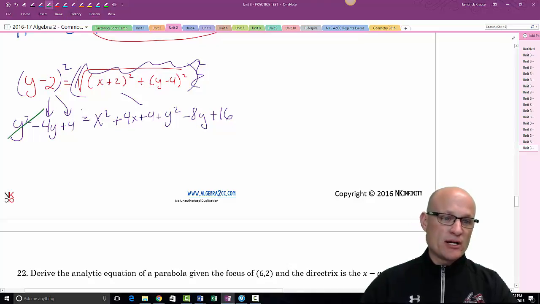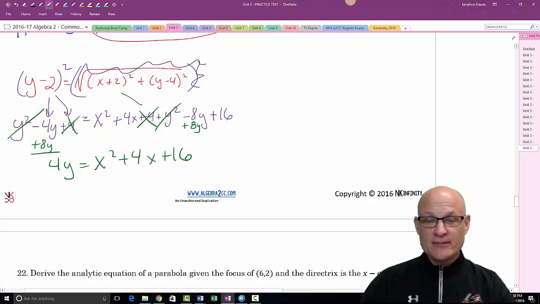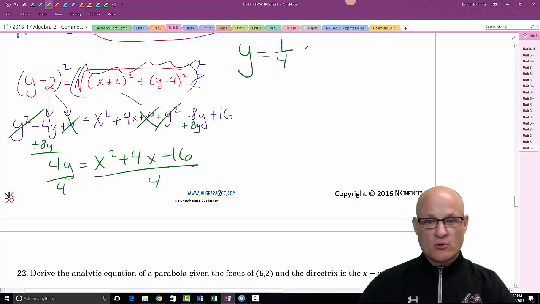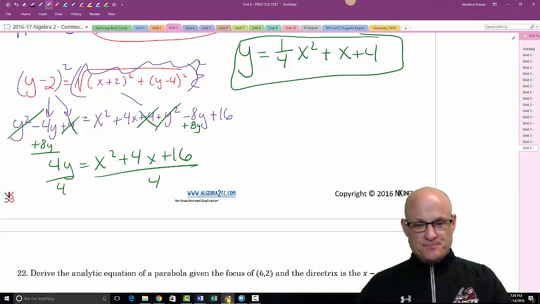Let's cross stuff off. The y squareds go. They better. I also get rid of these 4s. And I'm going to add this 8y over. So I get 4y equals x squared plus 4x plus 16. Divide by 4. Divide by 4. And I get my final answer: y equals 1/4 x squared plus x plus 4. How'd y'all do?